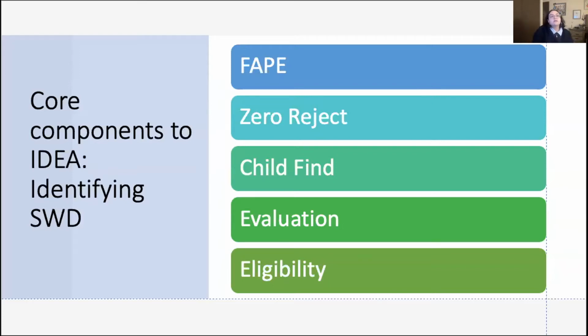First, we're going to be looking at some core components of IDEA that are pertinent to identifying students with disabilities, or SWD, as that acronym shows. We're going to look at FAPE, zero reject, child find, evaluation, and eligibility.